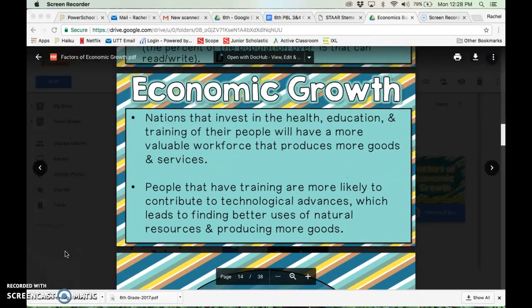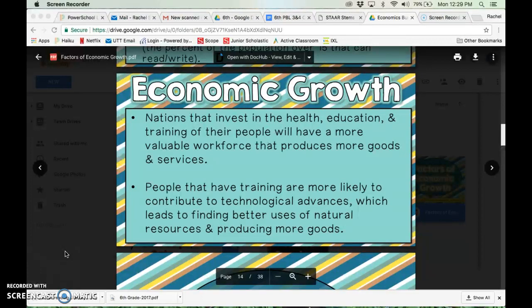This affects economic growth in that nations that invest in health, education, and other training of their people will have a more valuable workforce that produces more goods and services. So do you think that an employer, a company, would be more likely to hire someone with a college education or someone with a high school education? They're going to want to hire someone with more education. So a country like America has a higher human capital, and therefore we're going to be more valuable than a country such as Malawi in Africa, because they don't have the human capital and investment in education and trainings that we do.